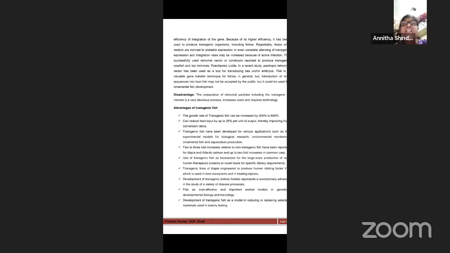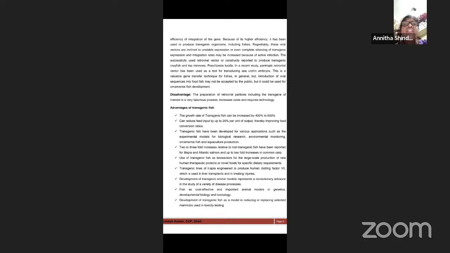They are unstable. So that is the reason why even complete silencing of the transgene expression, integration rates may be increased because of active injection. So therefore, the successfully used retroviral vector reported to produce transgenic fish is the Pocillus lucida. So the vector that is used is nothing but pantropic retroviral vector, and it is a tool that is used for transducing sea urchin embryos.